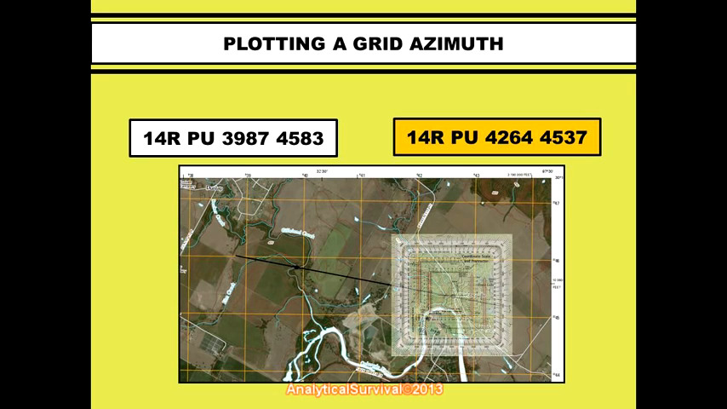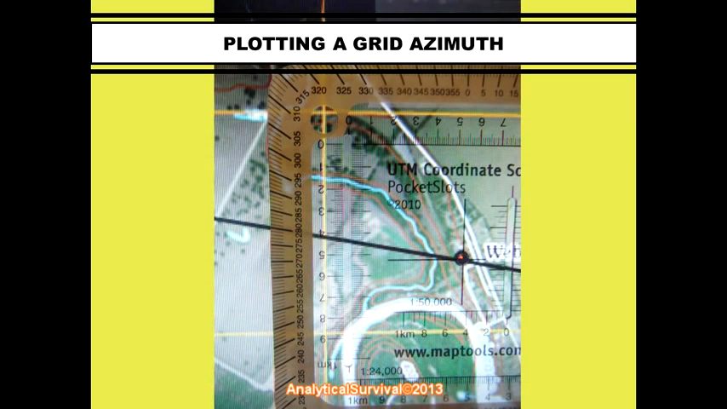Now place the center of your protractor on your present location, making sure that it is precisely centered on the index mark, or the center crosshairs here. Make sure that 0 is pointed grid north and that the index lines or center crosshairs are exactly parallel to the vertical and horizontal grid lines. Take your time. Now from here we can see that our grid azimuth is 280 degrees to our destination.